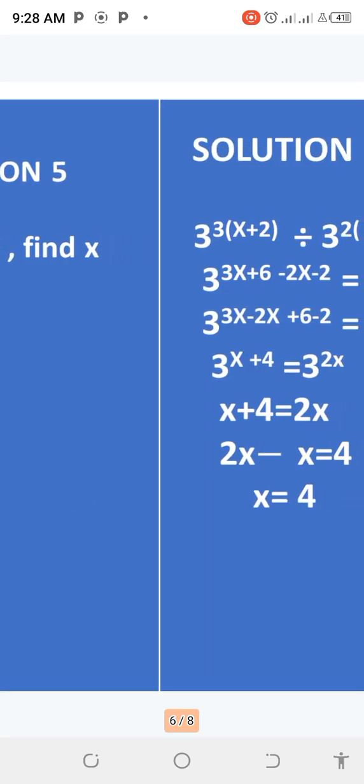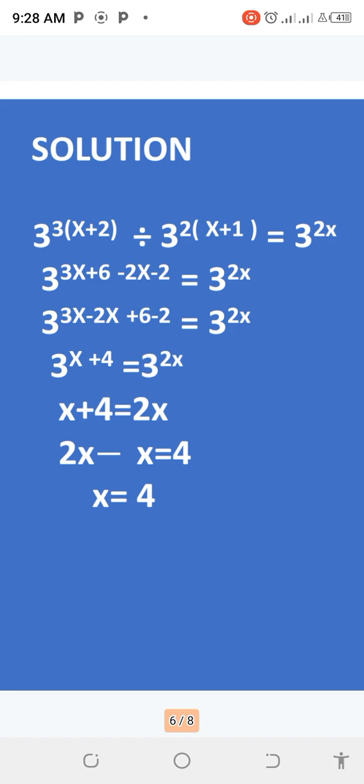So we go. It becomes 3 raised to power 3 into x plus 2 divided by 3 raised to power 2 into x plus 1 is equal to 3 raised to power 2x. When you want to divide indices of the same base, you just subtract. And that is what we did here.